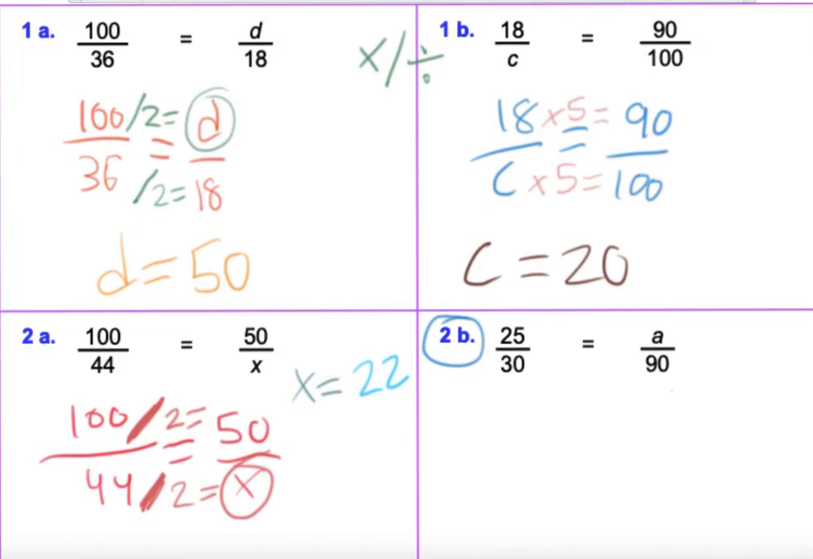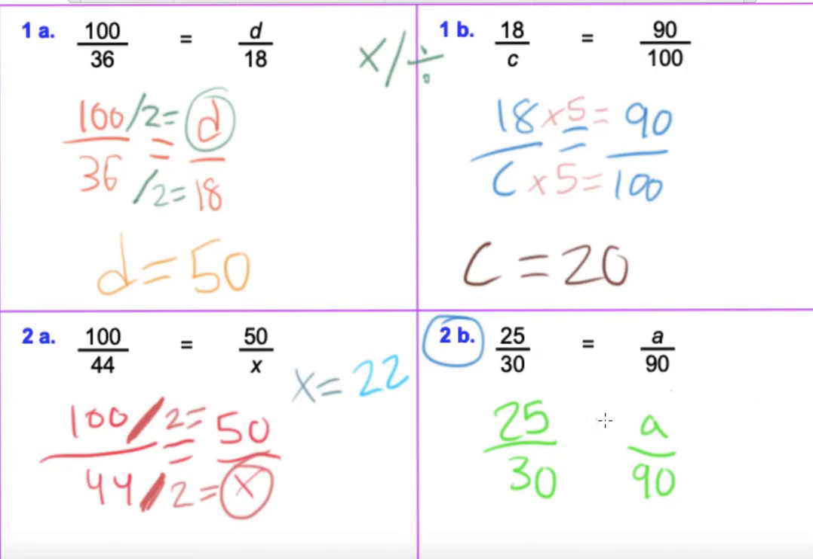I'm gonna go get a green. We don't have green here. Okay, so now I'm gonna show you the method that I use personally. 25 over 30 is equal to a over 90. It's just that this method is a bit trickier, but you will have to use this method for the harder problems.